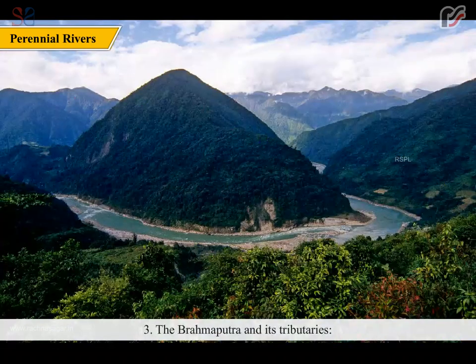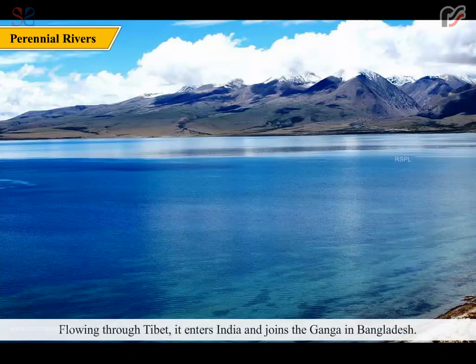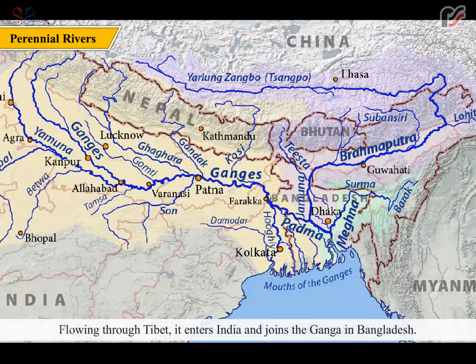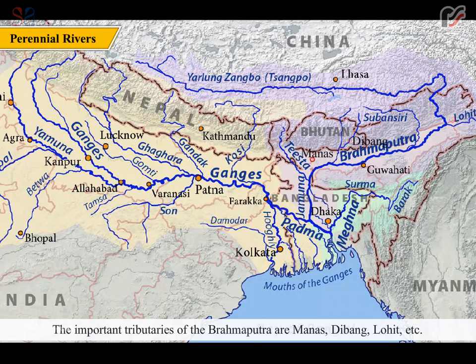3. The Brahmaputra and its tributaries. The Brahmaputra originates from the Mansarovar Lake, flowing through Tibet. It enters India and joins the Ganga in Bangladesh. The Brahmaputra is called Sangpo in Tibet. The important tributaries of the Brahmaputra are Manas, Dibang, Lohit, etc.